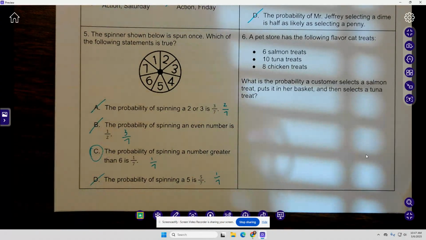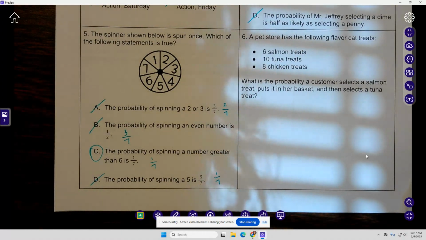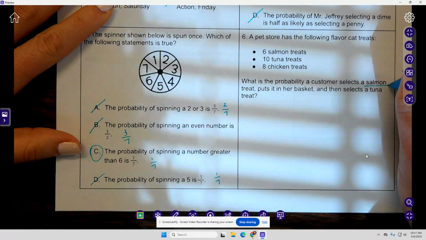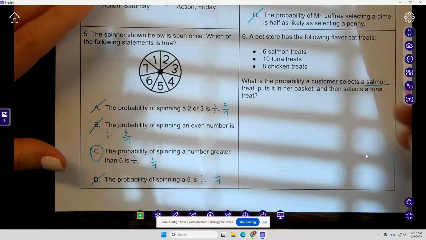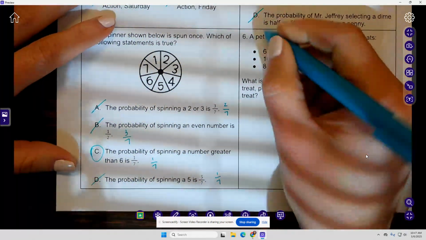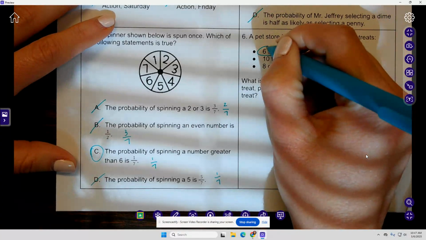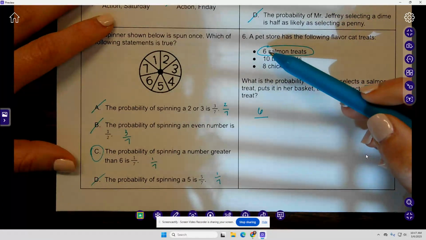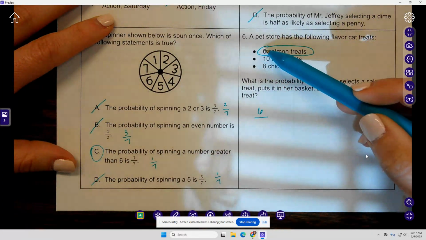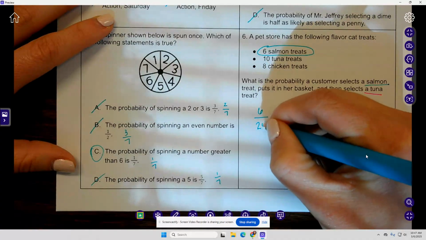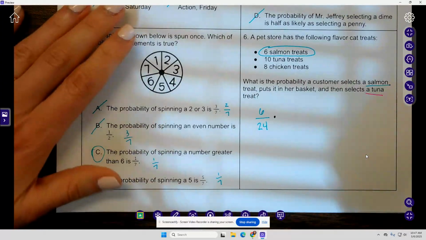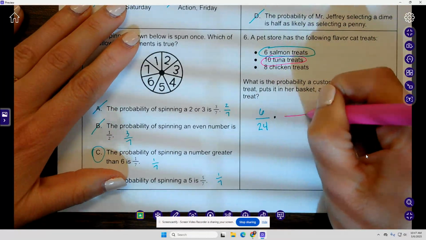Number 6. A pet store has the following flavor cat treats: 6 salmon, 10 tuna, 8 chicken. What is the probability a customer selects salmon, puts it back in her basket, and then selects tuna? So my first fraction is salmon. Okay, so that's 6 out of 10 plus 8 is 18, plus 6 is 24. Times the number of tuna, which is 10.